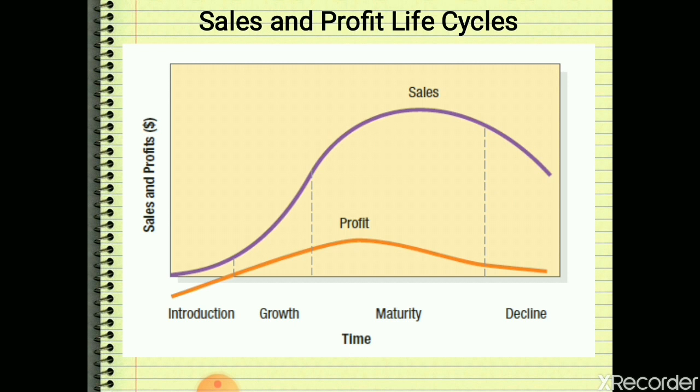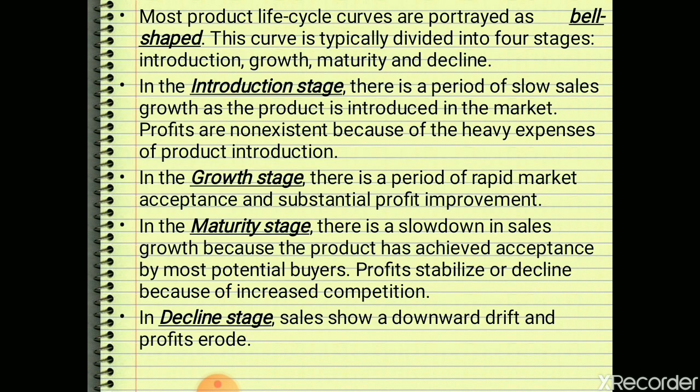When we are talking about the product life cycle curve, generally the curve is bell shaped. Here you can see in blue color the sales data, and in saffron color the profit data, and the shape of this curve is bell shaped. Most of the products have a bell shaped product life cycle curve, and this life cycle has four different stages: introduction, growth, maturity and decline.